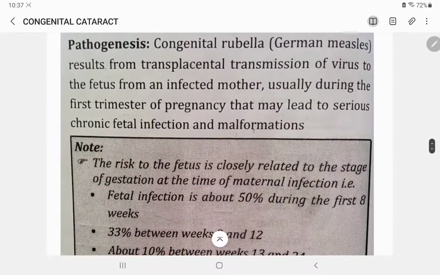First trimester, okay, I think that's the month only. I'm sorry, I apologize. So the transmission is usually during the first trimester of the pregnancy, second month, let's say, but I'm still not sure about it, and I will check it. And the first trimester of pregnancy, that may lead to the serious chronic fetal infection and malformations.